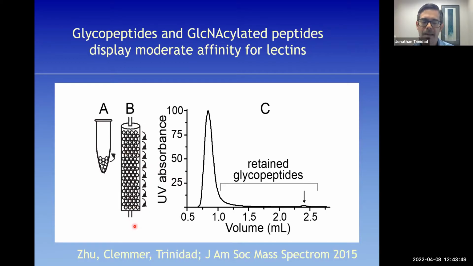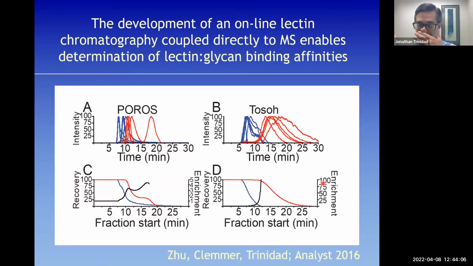through a column and separate non-glycosylated from glycosylated peptides. Here's an example of the UV trace of that. And I'm just highlighting the region where when we look by LCMS, we see glycopeptides. You can do some kind of cool things with this.